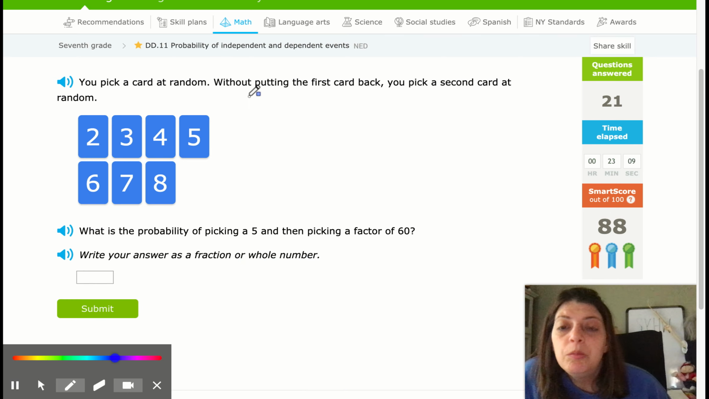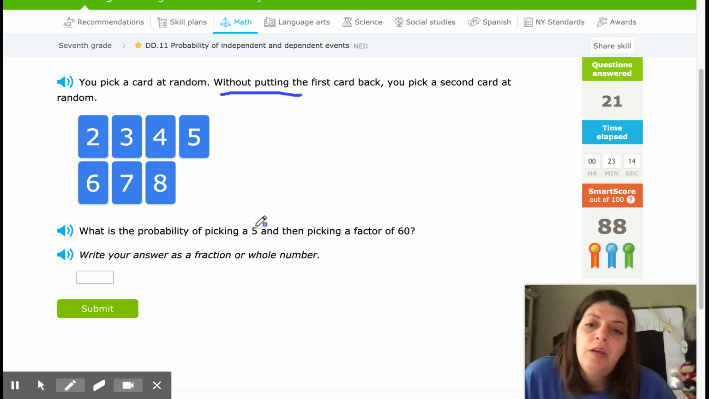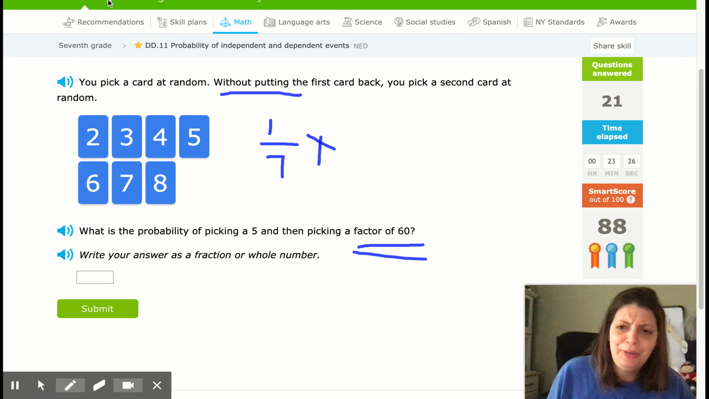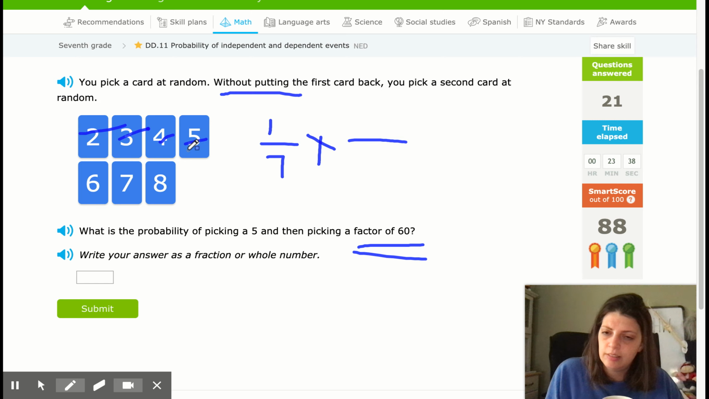All right. Pick a card at random without putting it back, so it's going to be different. I want to pick a 5. There's 1 five out of 1, 4, 5, 7. And then I want to pick a factor of 60. There's like 3 of you who already got 100 on this. Very good, guys. Give you credit. All right, picking a factor of 60. Yes, yes, yes. 4 times 15 is 60. 5 times 12 is 60. 6 times 10 is 60. No, no.